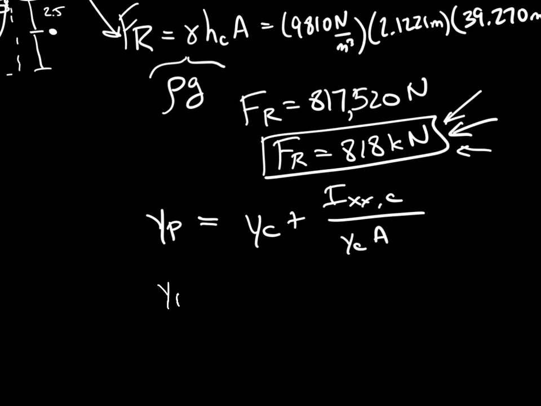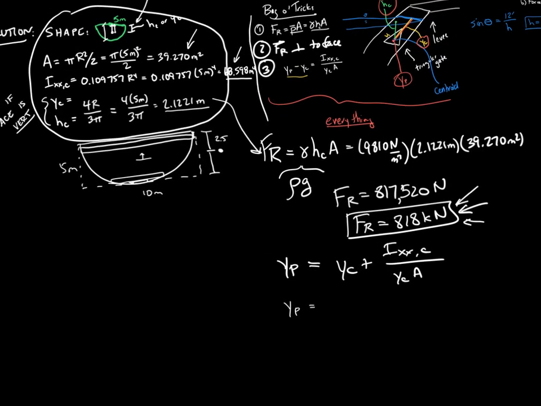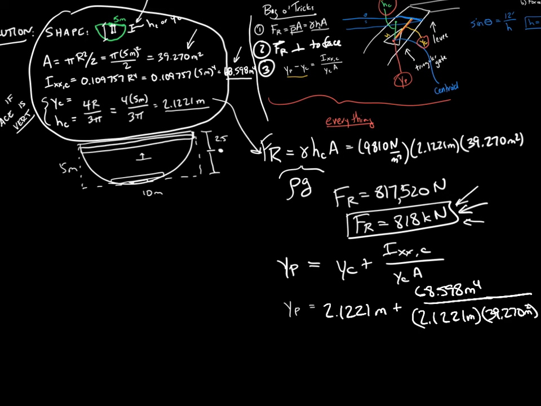So for yP, I'm just going to start plugging in numbers from our shape thing over here. yC is 2.1221 meters, plus 68.598 meters to the fourth over yC, which is 2.1221 meters, times the area, which is 39.270 meters squared. Noting that the meters cubed on the bottom are going to cancel with 3 of the meters on the top, there's going to be 1 meter left, so I'm going to have meters for my yP.